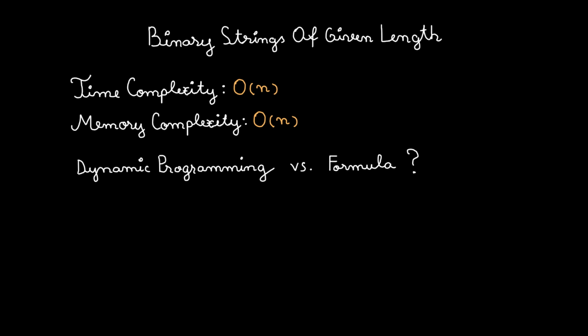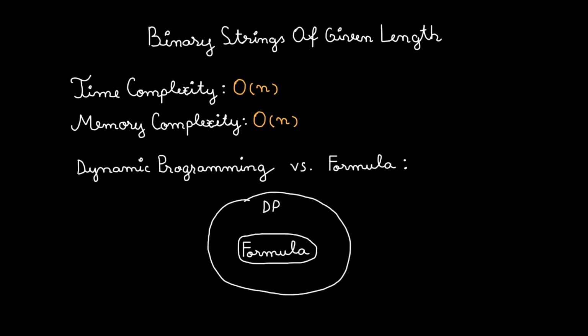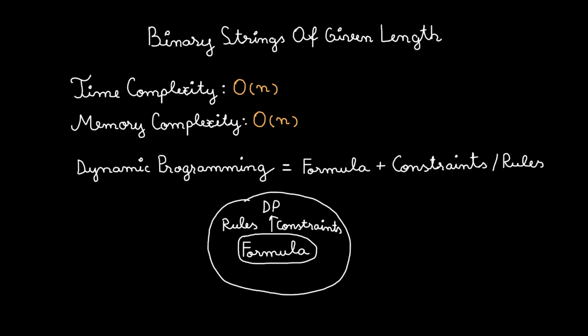But you should know that the set of problems that can be solved with a formula is included in the set of problems that can be solved with dp. In other words, every problem that can be solved using a formula can also be solved by using dynamic programming, but not vice versa. dp should be used when to a problem are added some constraints or some rules which make it very hard or even impossible to solve it just by coming up with a formula.